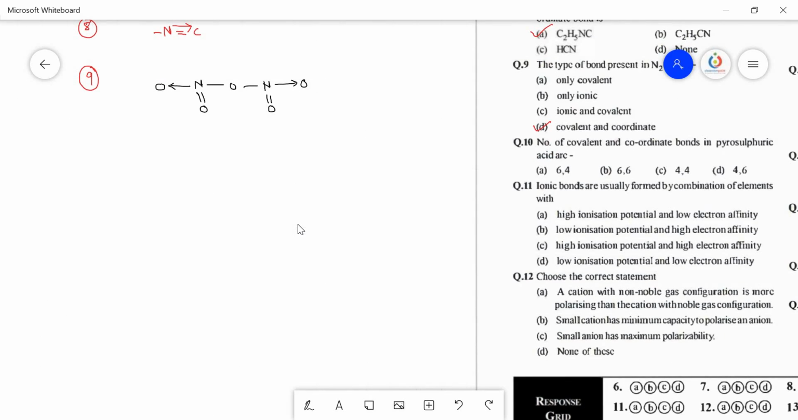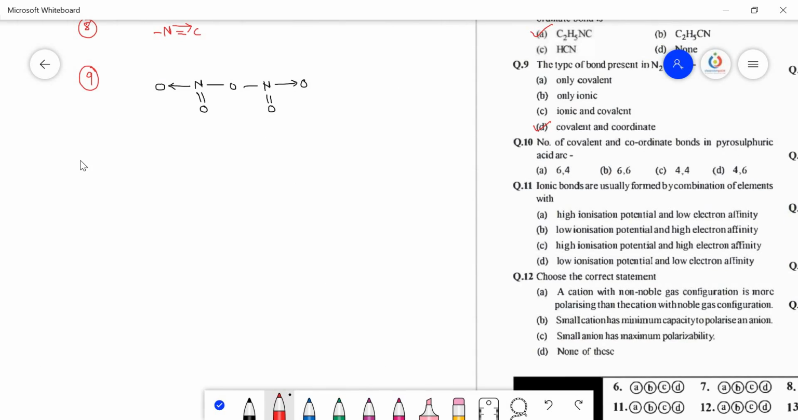Now let us see the number of covalent and coordinate covalent bonds in pyrosulfuric acid. So I'll write down the pyrosulfuric acid structure here. First of all, the pyrosulfuric acid formula is H2S2O7. In H2S2O7, the structure is: oxygen is connected between these two sulfur atoms, and sulfur in turn is connected to the oxygen through arrow marks, or you can represent this as a double bond also. Oxygen hydrogen and oxygen hydrogen.